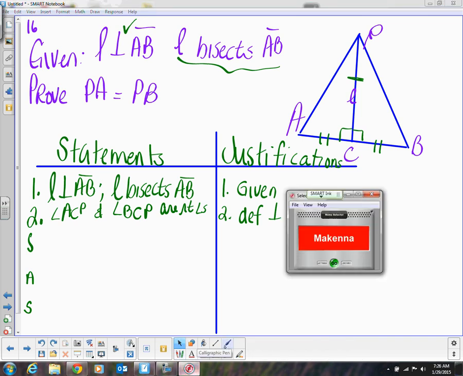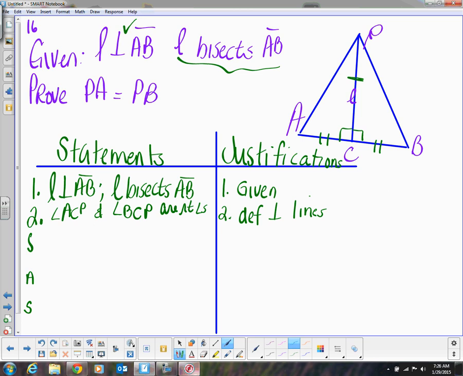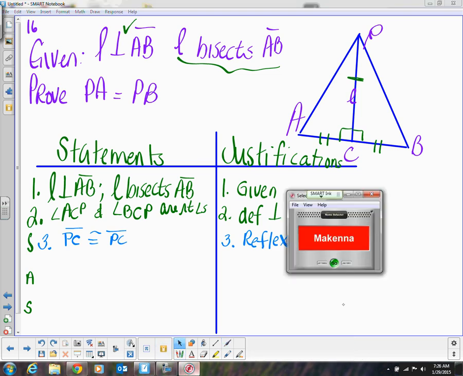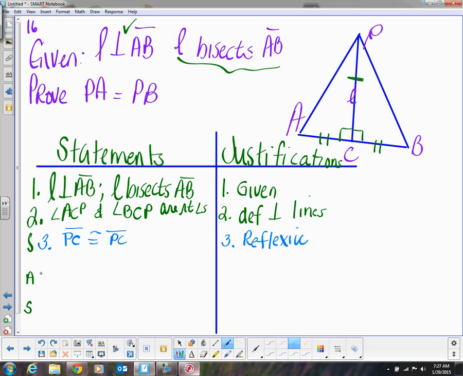This is going to go to McKenna. Can you give us a side? PC is congruent to PC for what reason? Reflexive. All right, there's one side. Now we need our angles. Where are our angles that are equal? Jennifer? Which angles are marked? Well, okay, but we have to use 3 letters because there's 2 angles there.